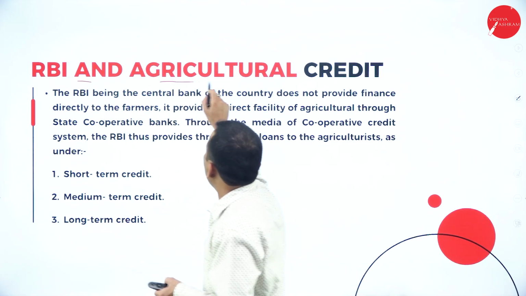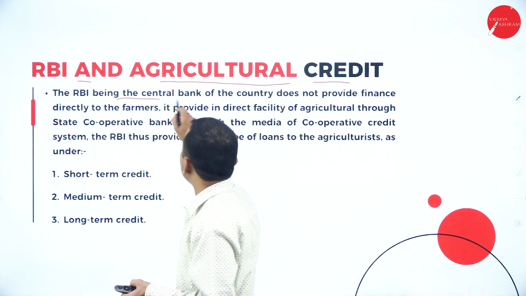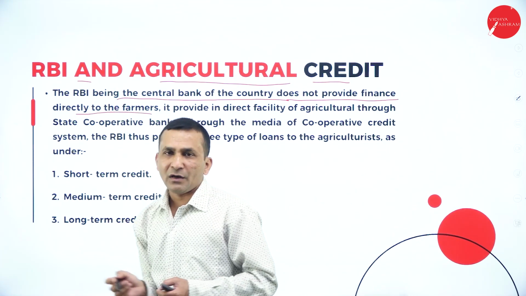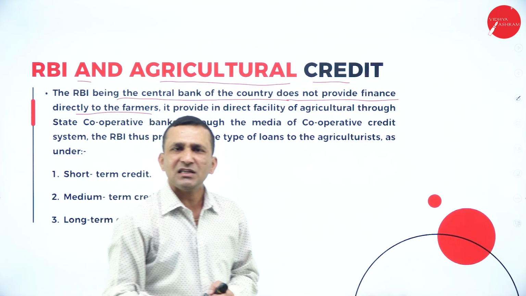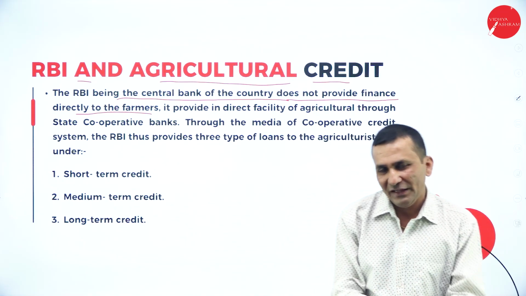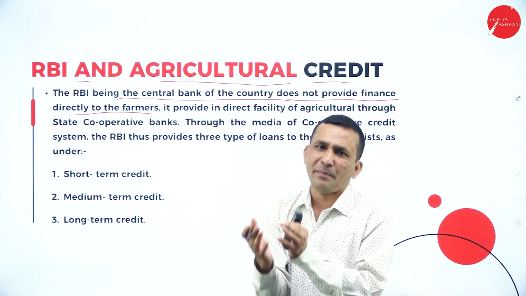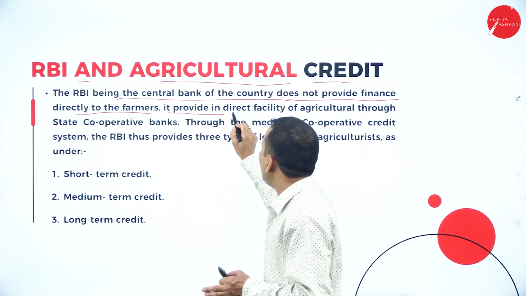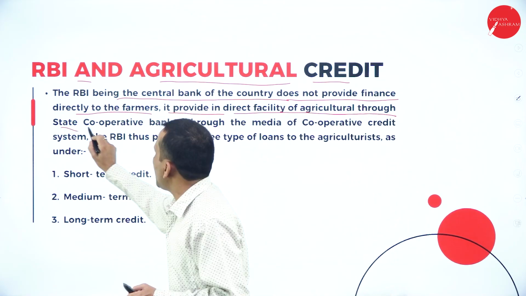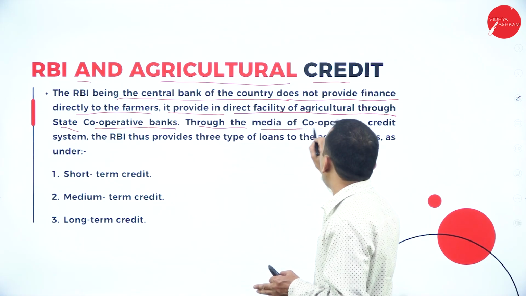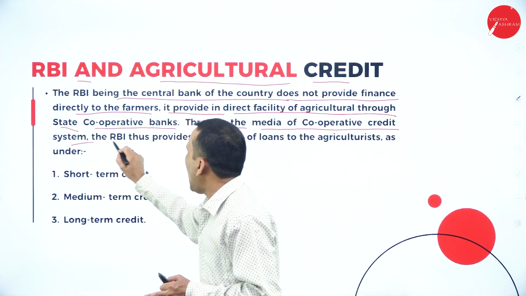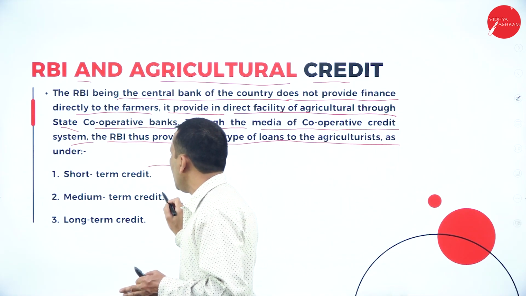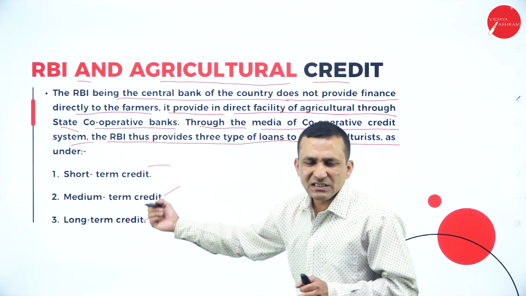Agriculture and credit: the RBI, being the central bank of the country, does not provide finance directly to the farmer. The RBI is not providing any financial support directly to the farmer. With the help of other commercial or agriculture banks, RBI is supporting. It provides the facility to agriculture through the state cooperative bank and the cooperative credit system. The RBI thus provides three types of loan for agriculture: short term, medium term and long term, whatever we discussed in the last slide.